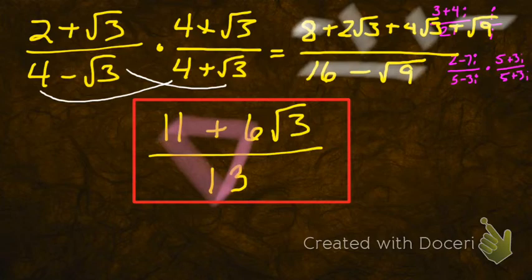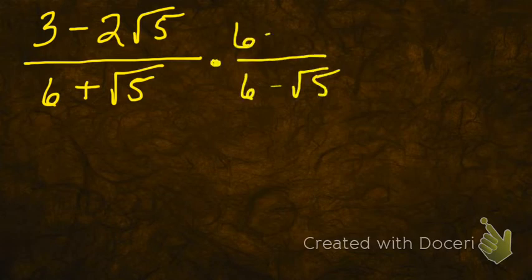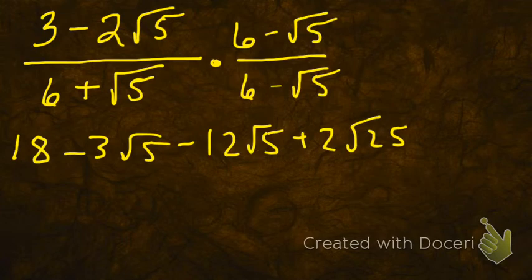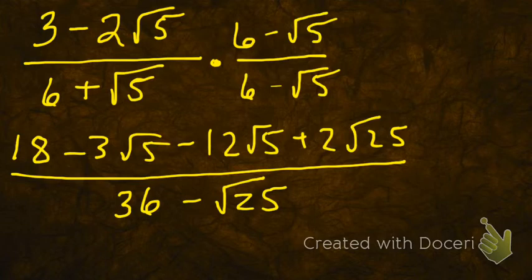All right, I want you to try one. Try that one. Here's what you should have multiplied by. Hopefully you chose wisely. So then we need to FOIL the top and do the first and the last on the bottom, and then simplify what we can.